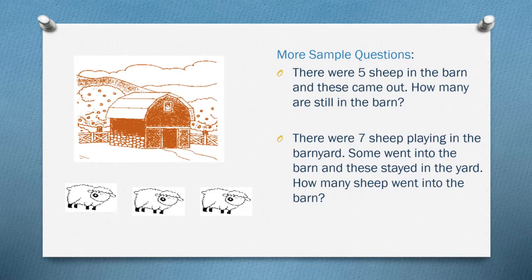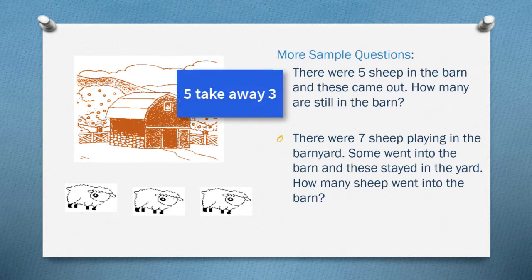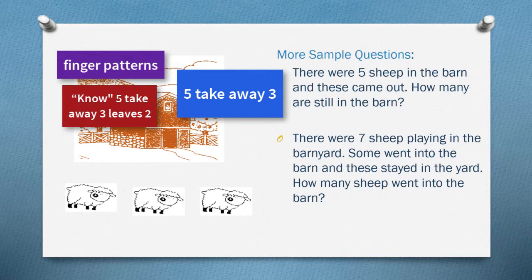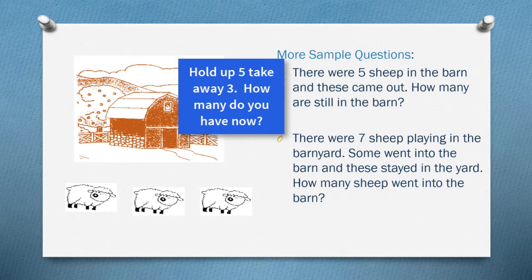The first task is a simple takeaway task, 5 take away 3. What will children do? Well, many will use their finger patterns to solve this task, and others will already just know that 5 take away 3 leaves 2. This task is similar to the finger pattern task, hold up 5 fingers, take down 3. How many do you have now?